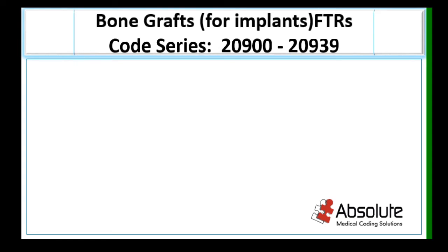Bone grafts or implant FTRs, code series 20900 through 20939. Bone grafts can be coded for any surgery, so these guidelines are general with the exception of FTR number 2. So the FTR is applied to almost any surgery except FTR number 2 and number 1 FTR. Code separately except if it's bundled in the code. So code bone grafts or harvesting separately unless the code language indicates that it's bundled in the code.